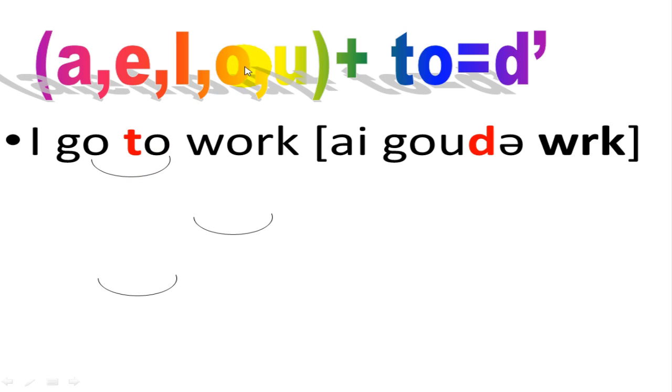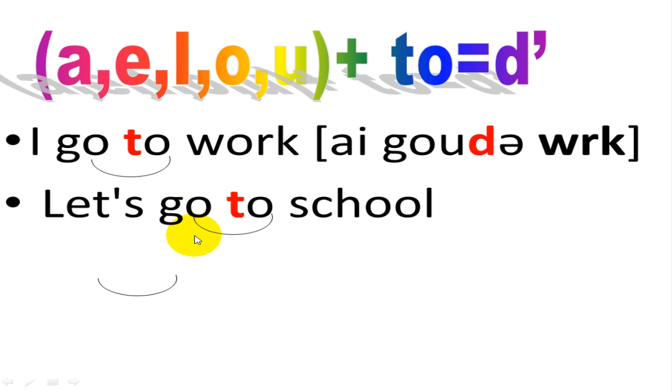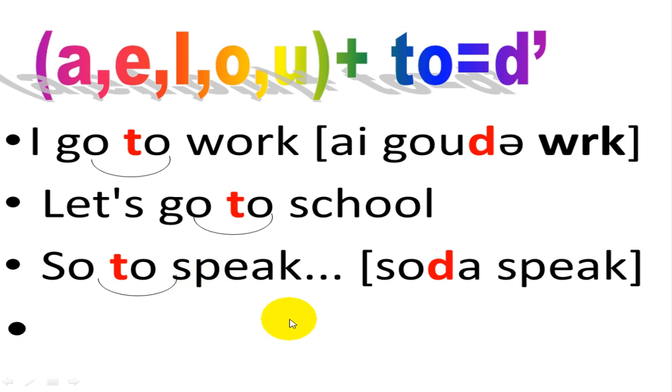If we have the letter T between two vowels, pronounce it soft D sound. Pronounce it D sound. Example: I go to work. T here between two vowels, I make it soft D. I go to work. Let's go to school. So to speak. So repeat after me. I go to work.